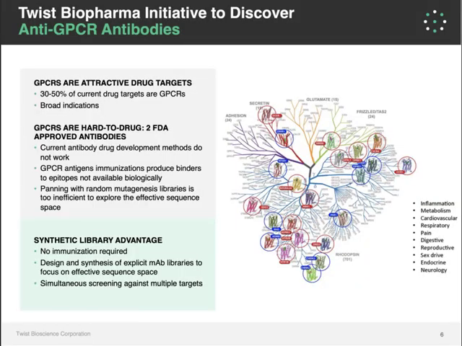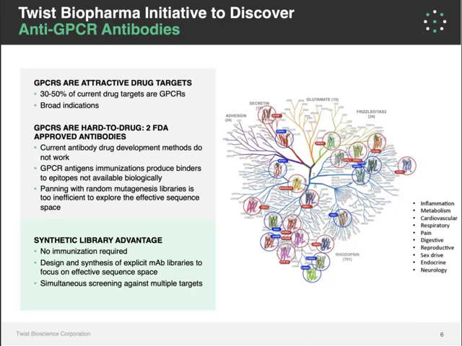So again, I probably don't need to convince you that G protein coupled receptors are an important class of targets. If you look at all the targets that are drugged by either small molecules or antibodies today, roughly half of them are G protein coupled receptors, and they cover a broad range of indications. So not just oncology, but there are metabolic indications, inflammation, respiratory, a whole gamut of different diseases.